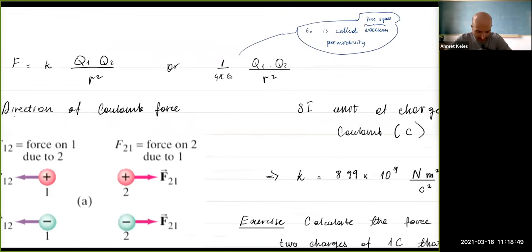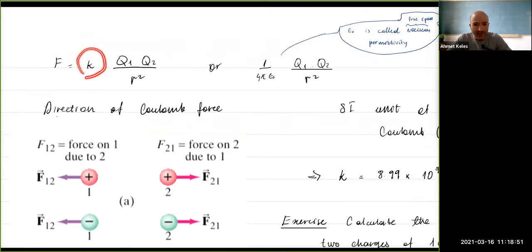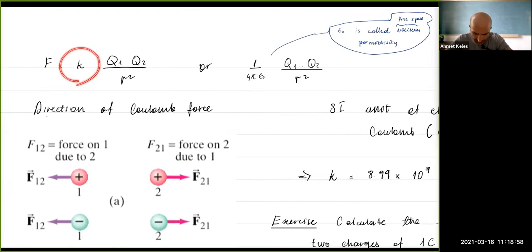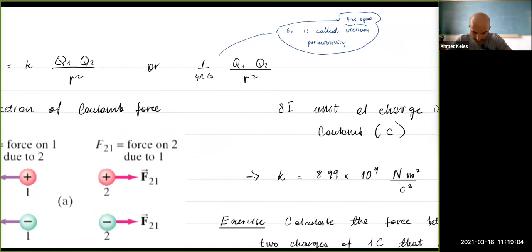So another form is, I think we call this the proportionality constant K. Maybe in high school you are used to this, but in this class you may also see this kind: 1/4 pi epsilon 0. And this epsilon 0 is called vacuum permittivity or free space permittivity. It's a property of free space.